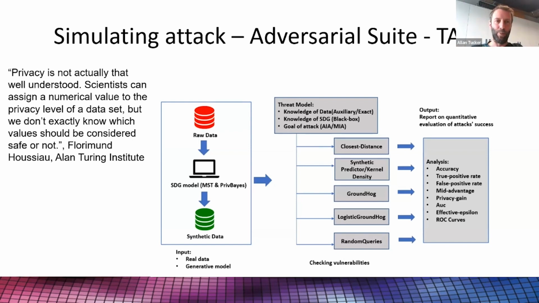In fact, we've started to work with Florent Hausziao from the Turing Institute too, using their TAPAS toolbox, which is a suite of simulations of attacks for testing for privacy. This is still an ongoing project where we're trying to see how robust our synthetic data sets are to the identification of individuals.